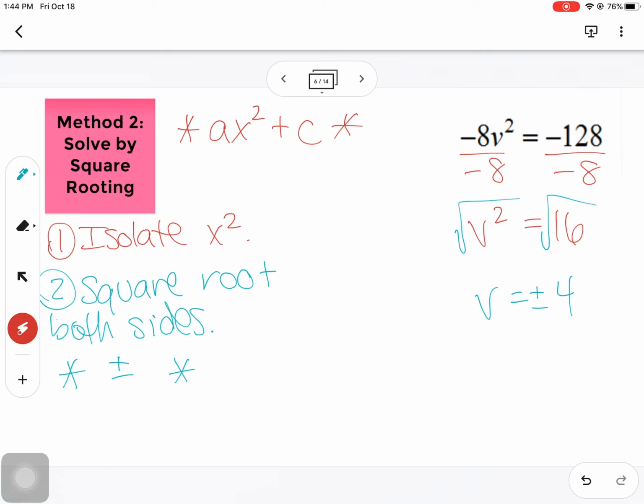that checks out. But if I plug in a negative 4 squared is also positive 16. So both versions, the positive and the negative, work out. So you have to always fill in that plus or minus, but this one is done.